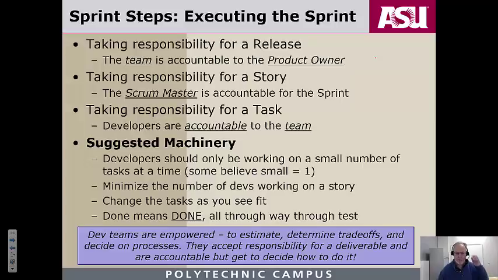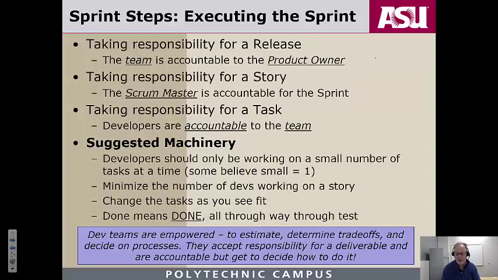Executing the sprint itself. All right. So again, the team takes responsibility for the release of that sprint. They are accountable to the product owner. Once they make that promise after the sprint planning, they've basically said, we promise that we're going to deliver this. All right. There's accountability for a story. The Scrum Master is accountable for the sprint. In other words, they're, again, responsible for enforcing the sprint rules. But the responsibility for individual stories is normally taken on by the team as a whole. And it's the Scrum Master's responsibility to ensure that stories are getting completed.